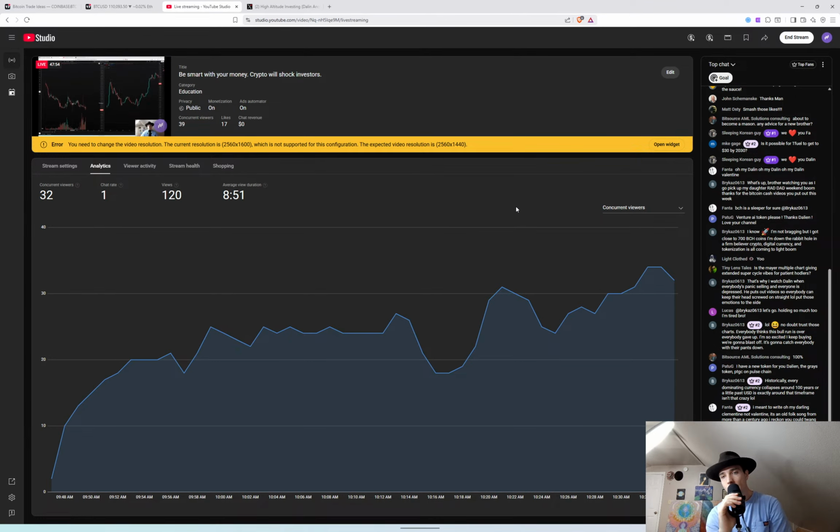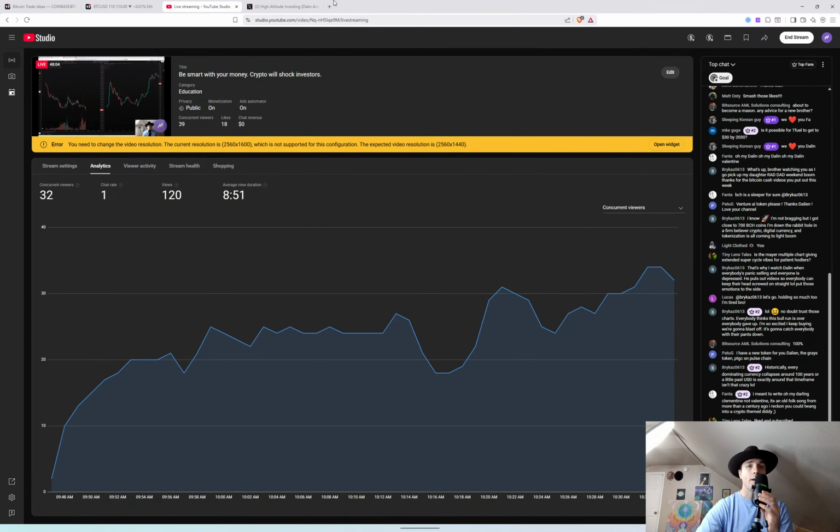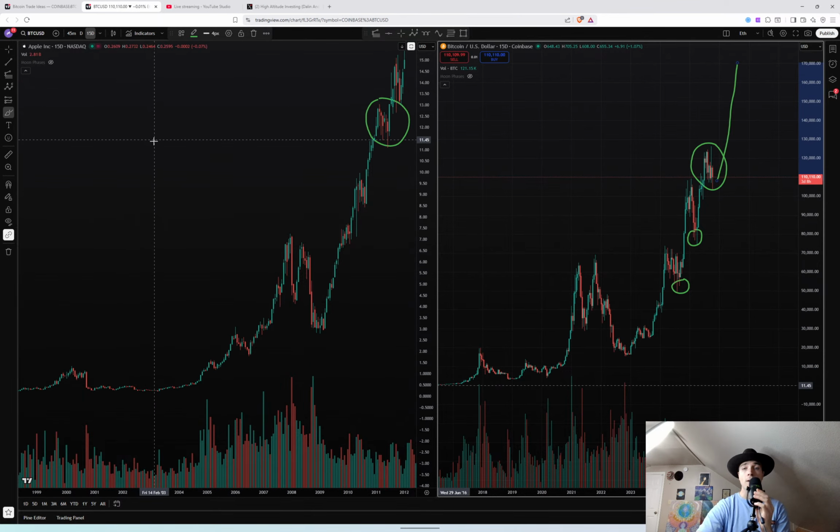Justin Landtrip says it feels super compressed, ready for massive expansion. It does feel very compressed. A lot of the altcoins have been held down for a very long time. They're starting to break out.